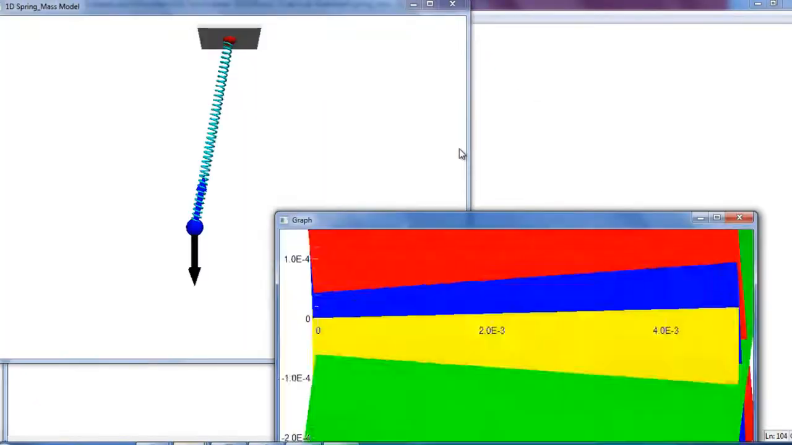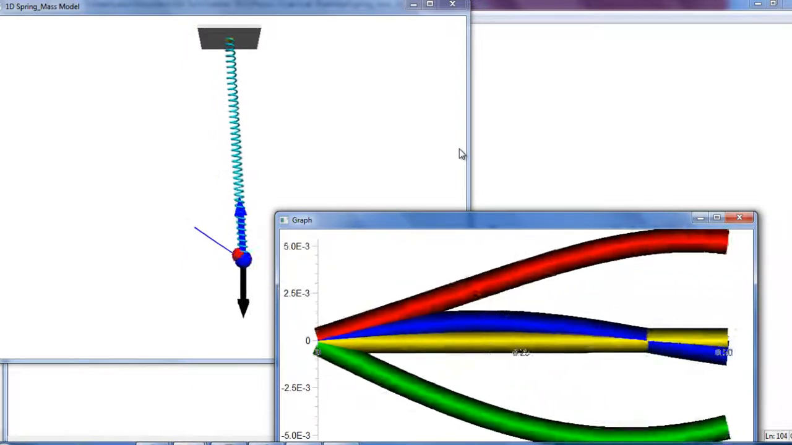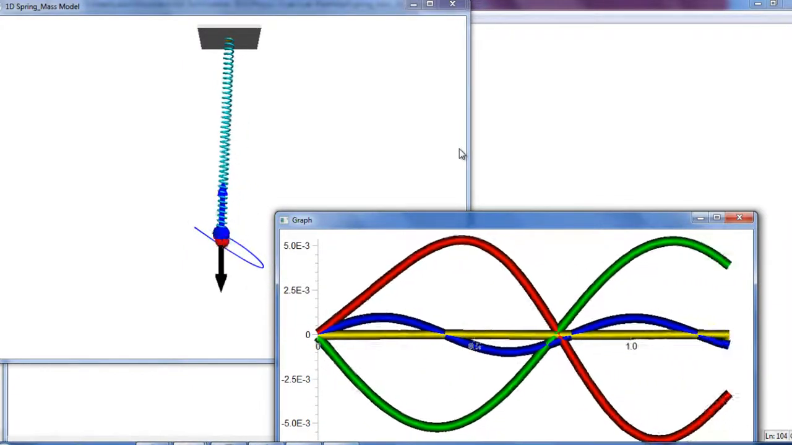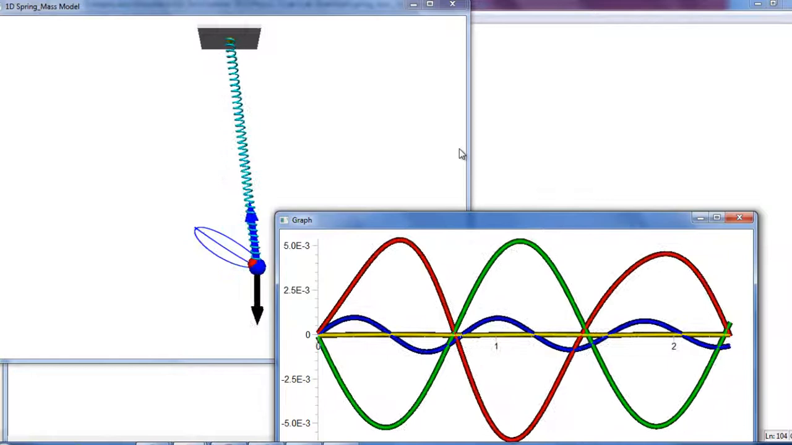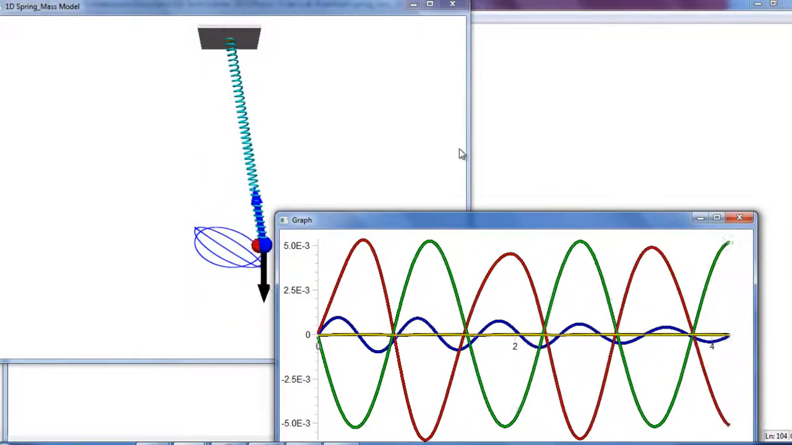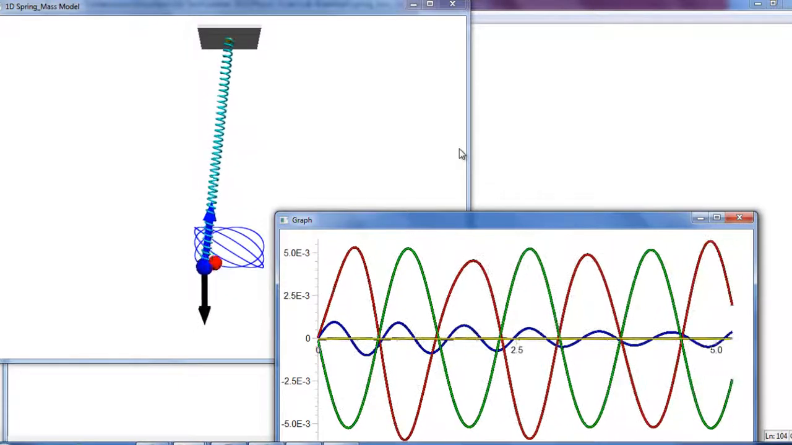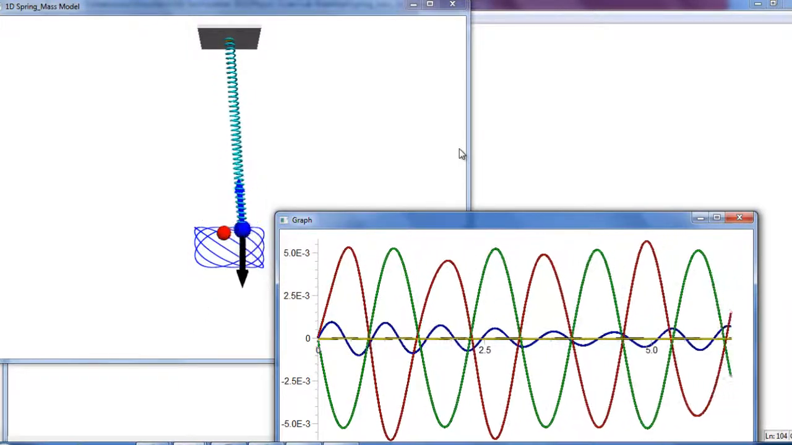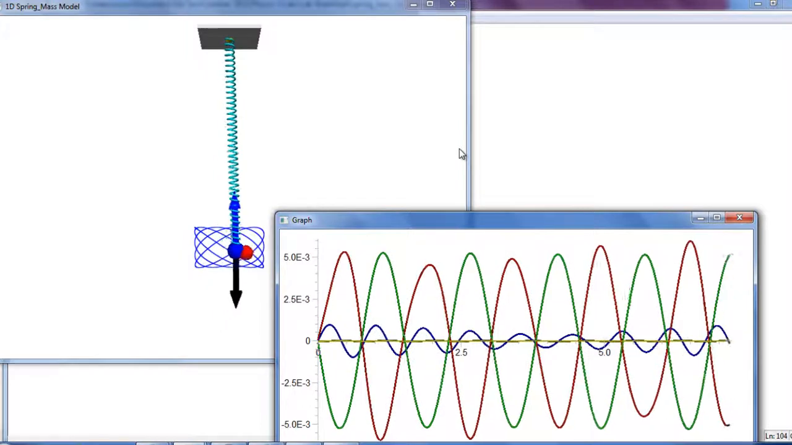When I run my code, this is what the motion looks like on the left once again, but the graph here on the right is different. It shows all the various energies involved. The red is the kinetic, and the green is the potential spring energy. The blue is the gravitational potential energy, and the yellow is the sum of the total energy.